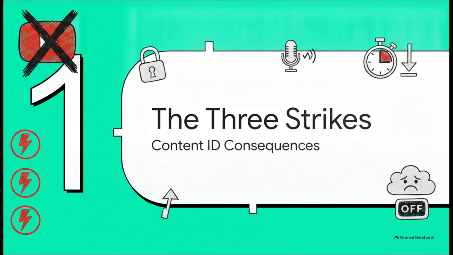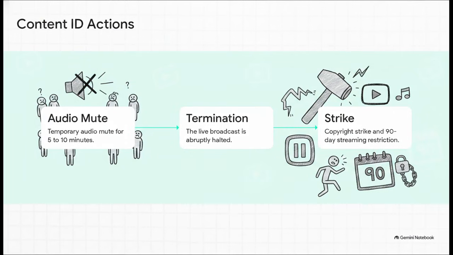Section 1. The 3 strikes. What happens when Content ID catches you? Now, the penalty ladder for triggering this automated system escalates brutally fast. Step 1 is a temporary audio mute. Your stream goes dead silent for like 5 to 10 minutes. And boom, that tanks your viewer retention instantly because everyone tuning in just assumes your feed is broken.